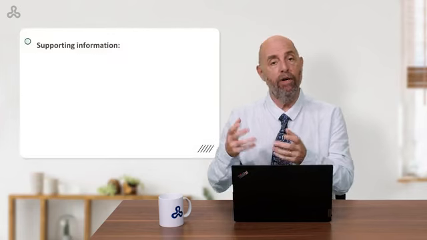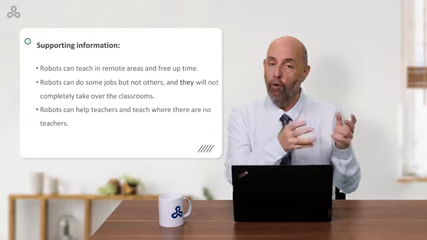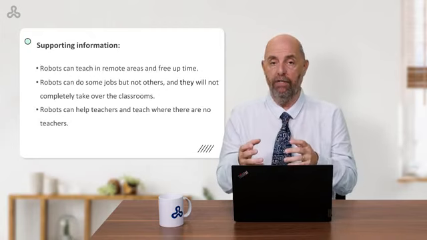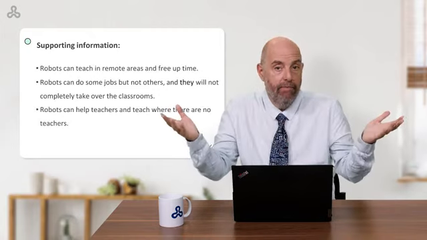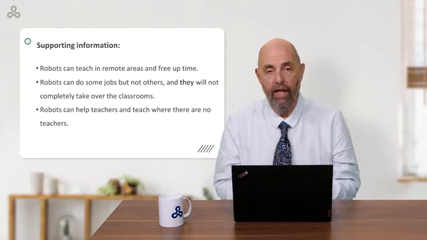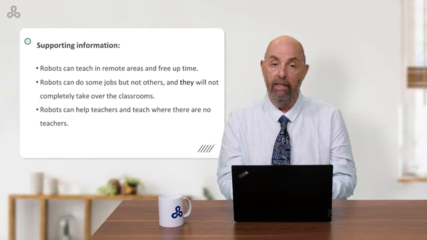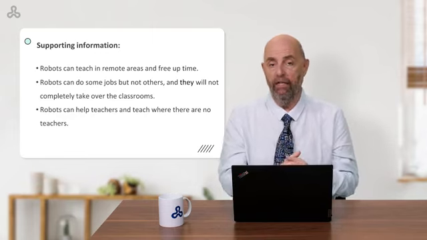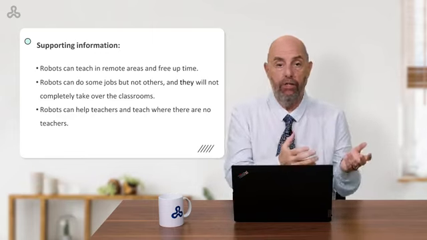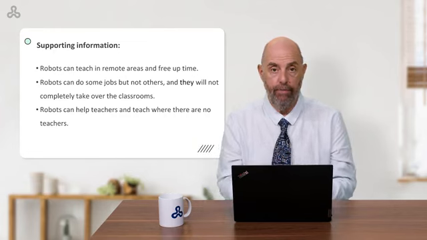Supporting information supports the main idea. Robot teachers can teach and help teachers. How can they do that? Let's see the notes answer that question. Robots can teach in remote areas. That's one way that robots can help teach, namely teaching students where human teachers won't go.